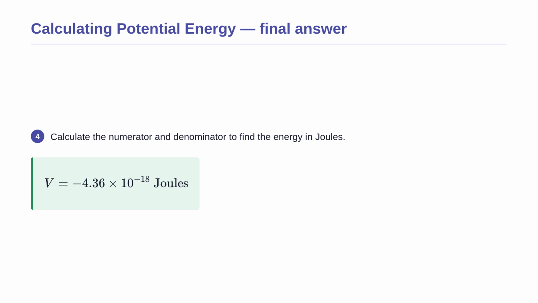That negative sign is incredibly important. It physically means that the electron is bound to the nucleus, trapped in a potential energy well. You would have to supply this exact amount of positive energy to pull the electron completely away to infinity.